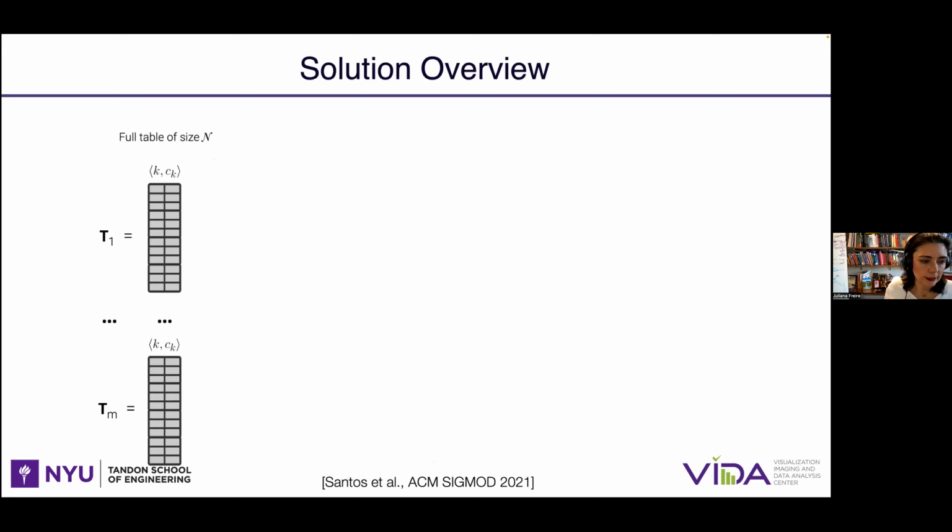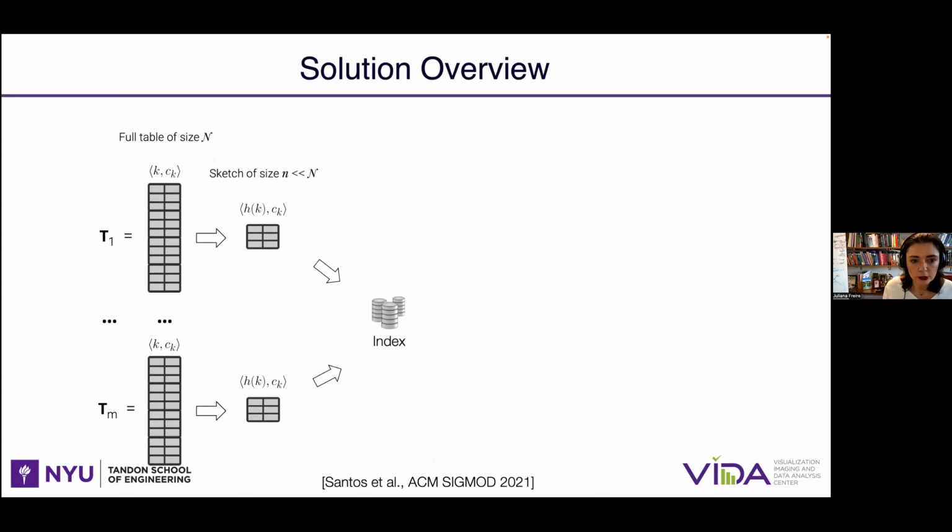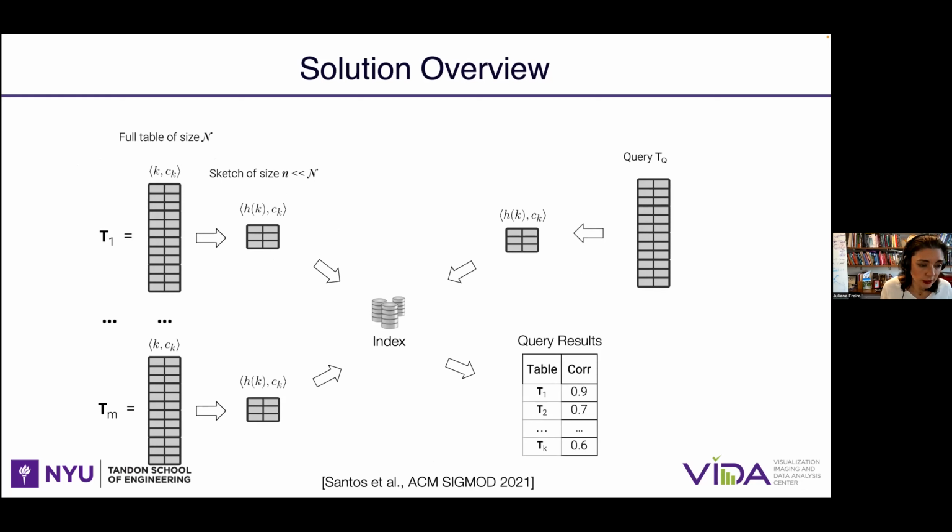We have a data lake with a set of tables. For each table in the data lake, we generate a sketch of size n that is much smaller than the size of the original tables. We index these sketches, and we can use an inverted index here. Then when a query table arrives, we generate a sketch for that query table, and we try to find the matches in that index and return the results with the estimates for the correlations for each of the candidate tables.